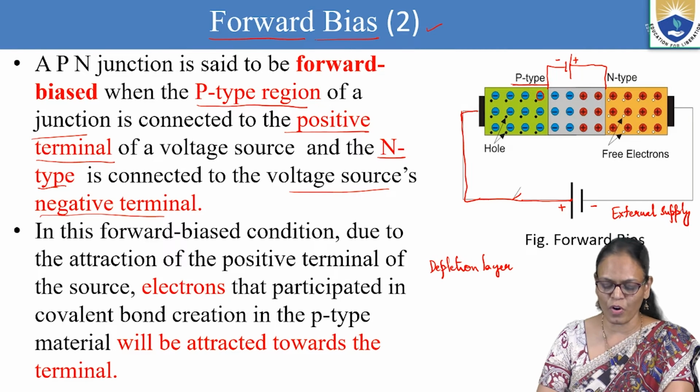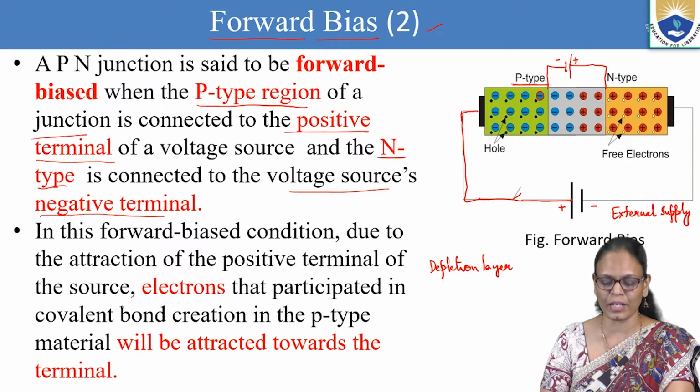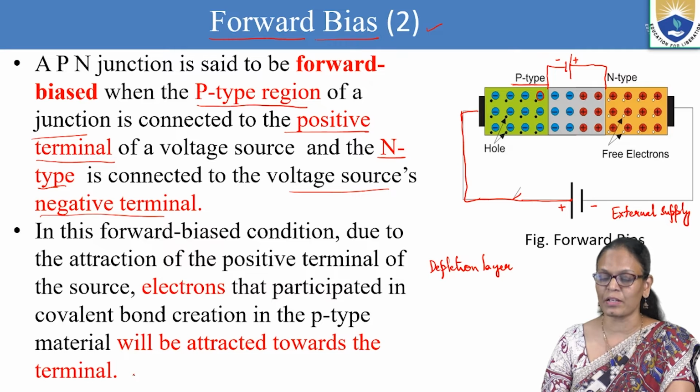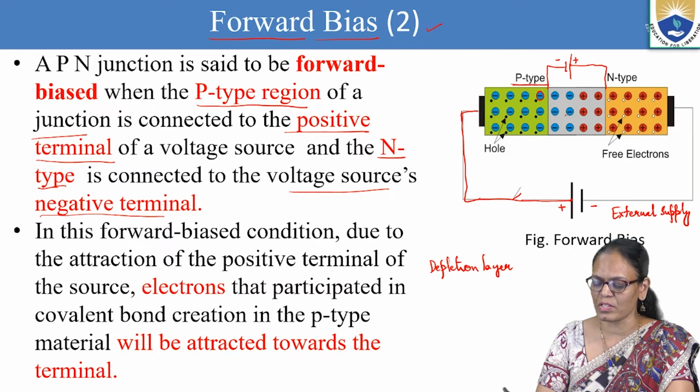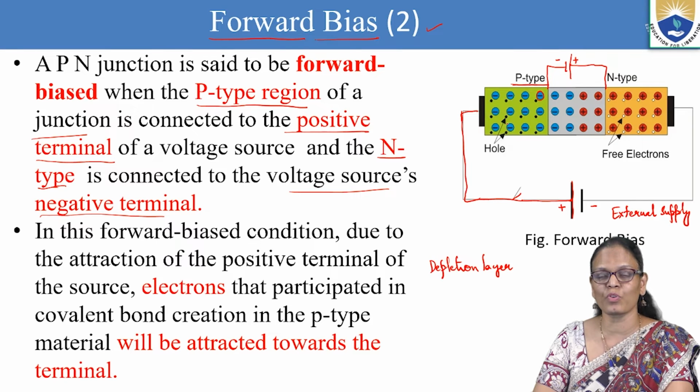Now in forward bias, what happens? Due to the attraction of the positive terminal of the source, electrons that participated in the covalent bonds in the p-type material will be attracted towards the terminal. Because this is positive, the electrons which were forming covalent bonds will get attracted towards the p side. All the electrons will start drifting towards the positive terminal.